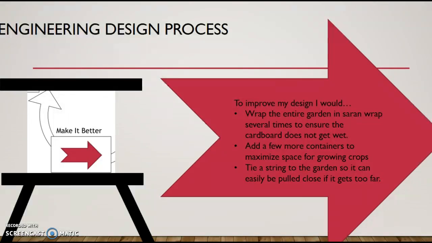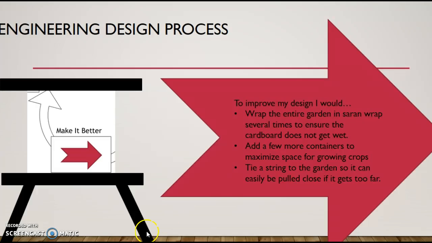All right, so the very final, well, not final because it never technically ends, but to kind of close up my engineering design process for today at least, if I were going to improve my design, some things that I would do. After I put my floating garden in the water, I realized that the cardboard box, if I was going to put soil and actually try to grow crops in it, would not hold up, because if I was going to water the crops, then the cardboard box would get wet and soggy. So I thought it would be good to wrap the shoebox in saran wrap several times so that I could water the crops and the dirt, and the cardboard box would be safe.